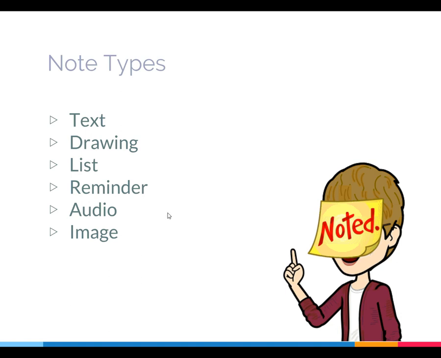The mobile app will allow you to take an audio note. Not only will it allow you to record yourself, but it will also transcribe what you have said into text. And you're also able to take an image note as well. In this brief video, we're going to be exploring the first four on this list, and in another video, our next one, will explore both audio and image notes.